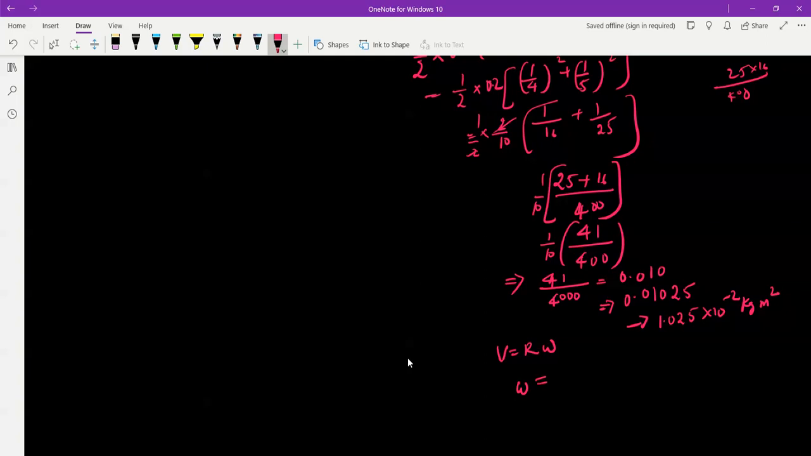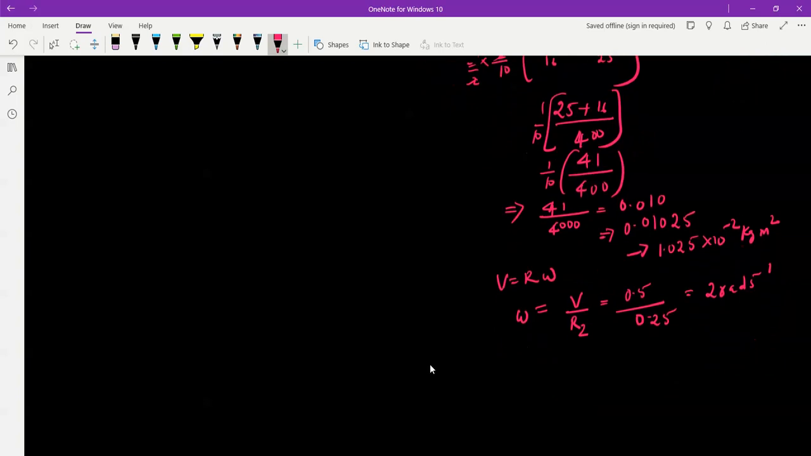So we know that v is equal to R omega, so omega is equal to v by R. Here it is the outer radius, so let me write it R2. That is 0.5 divided by R2, which is 0.25, so which is 2 radians per second. Omega is equal to 2 radians per second.